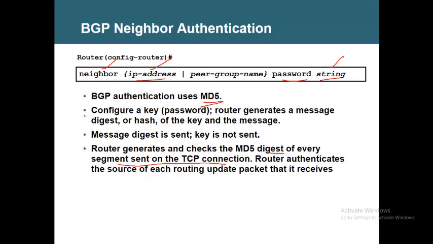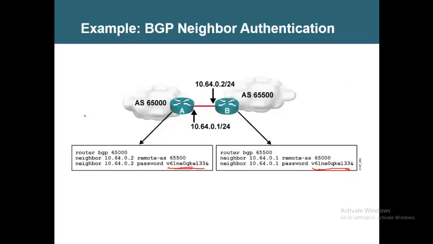To enable authentication, MD5 authentication, we need to go under BGP mode and say neighbor, followed by the neighbor address, and then password, and the password. BGP supports only MD5 authentication, so passwords are sent as ciphertext. This is how we configure it.